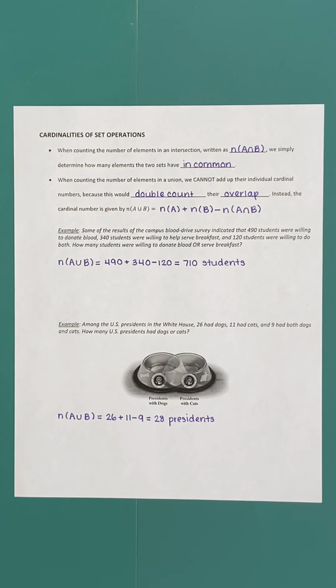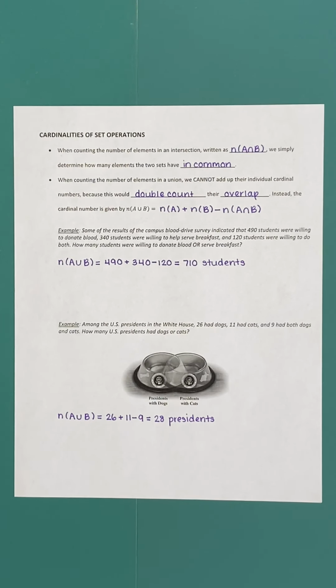Okay, so let's revisit our donating blood example. We now have the results. So some of the results indicated that 490 students were willing to donate blood, 340 students were willing to help serve breakfast, and 120 students were willing to do both. How many students were willing to donate blood or serve breakfast?